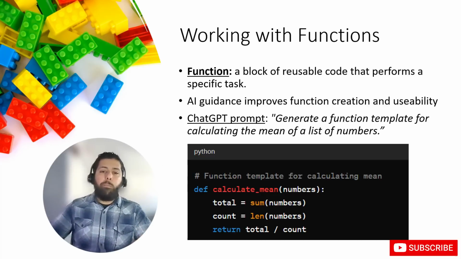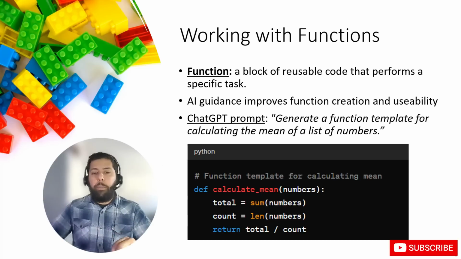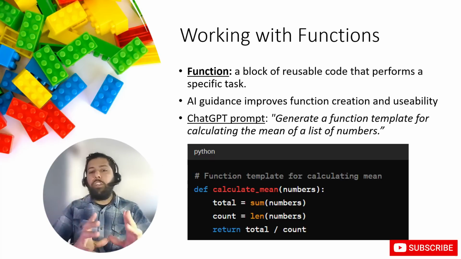Those numbers would be passed through total and passed through the count variable, and then ultimately it will return the total divided by the count, which is exactly the formula for calculating the mean. So as you can see, by creating functions, AI guidance improves function creation and usability. Functions are used for all types of applications and programming needs out there.